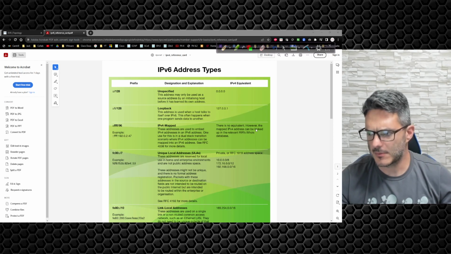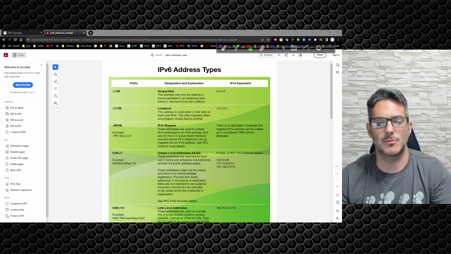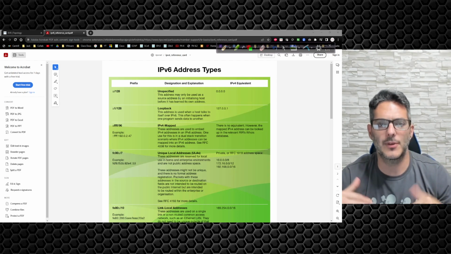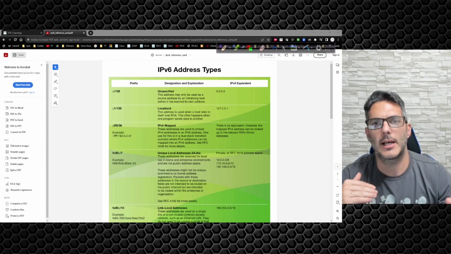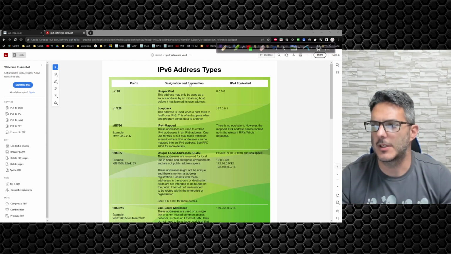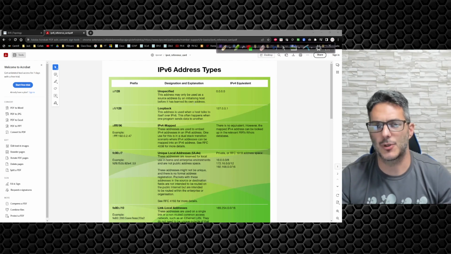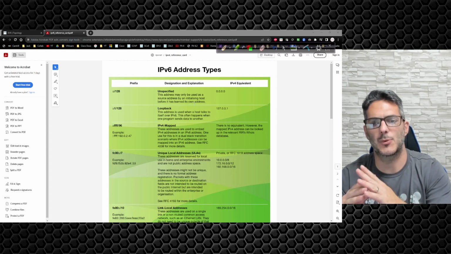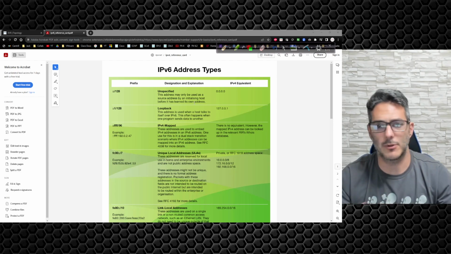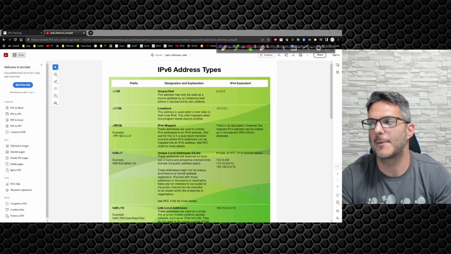There are some capabilities in here that we need to understand. So we have unspecified. This automatically assumes that the interface we're working with doesn't already have an IP address. And if it doesn't, that's fine. But this address may only be used as a source address by an initializing host before it has learned its own address. So it'll automatically have a ::/128, and :: would mean all zeros. There is no address already applied.